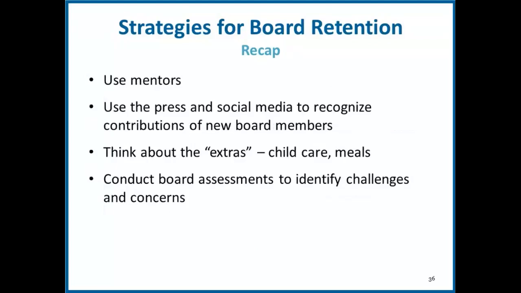Using mentors can also be good. We mentioned that. Using press and social media to recognize contributions of new board members, so getting that recognition out there a little bit. Thinking about the extras, so childcare, meals: what are some of those barriers that prevent board members from coming to your meetings, and how can you take those away or help with that barrier at the board meeting? And then conducting those board assessments to identify challenges and concerns, and making sure that you are improving over time based on where you're at currently.